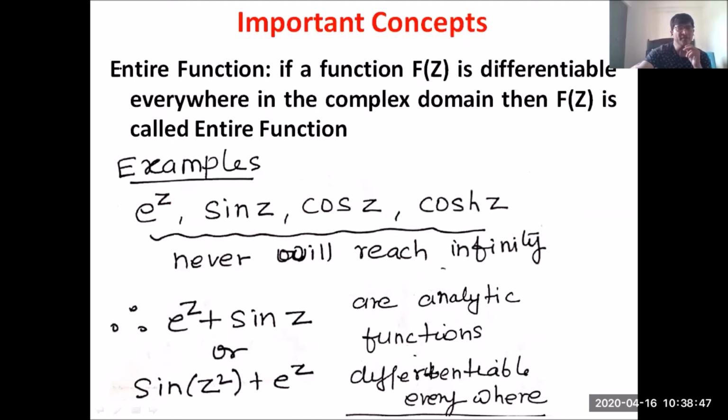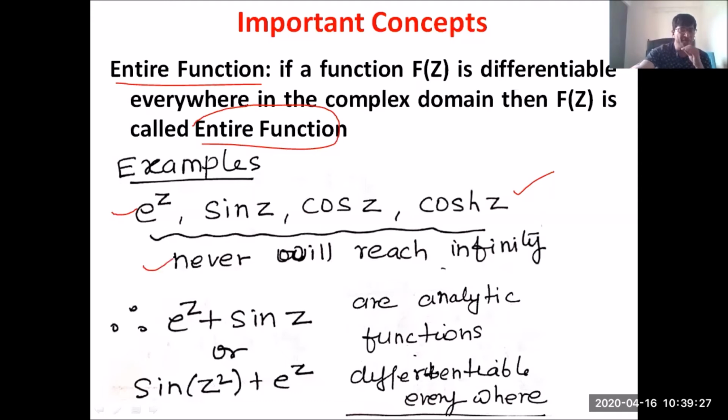Another important concept is that of an entire function. If a function f(z) is differentiable everywhere in the complex domain wherever it has been defined, then we call this function f(z) an entire function. Let us take a few examples, say e^z, sin z, cos z. All these are examples of entire functions, because we would be able to differentiate these functions wherever defined in the complex domain. It would never reach infinity. Therefore, we can consider them to be entire functions.